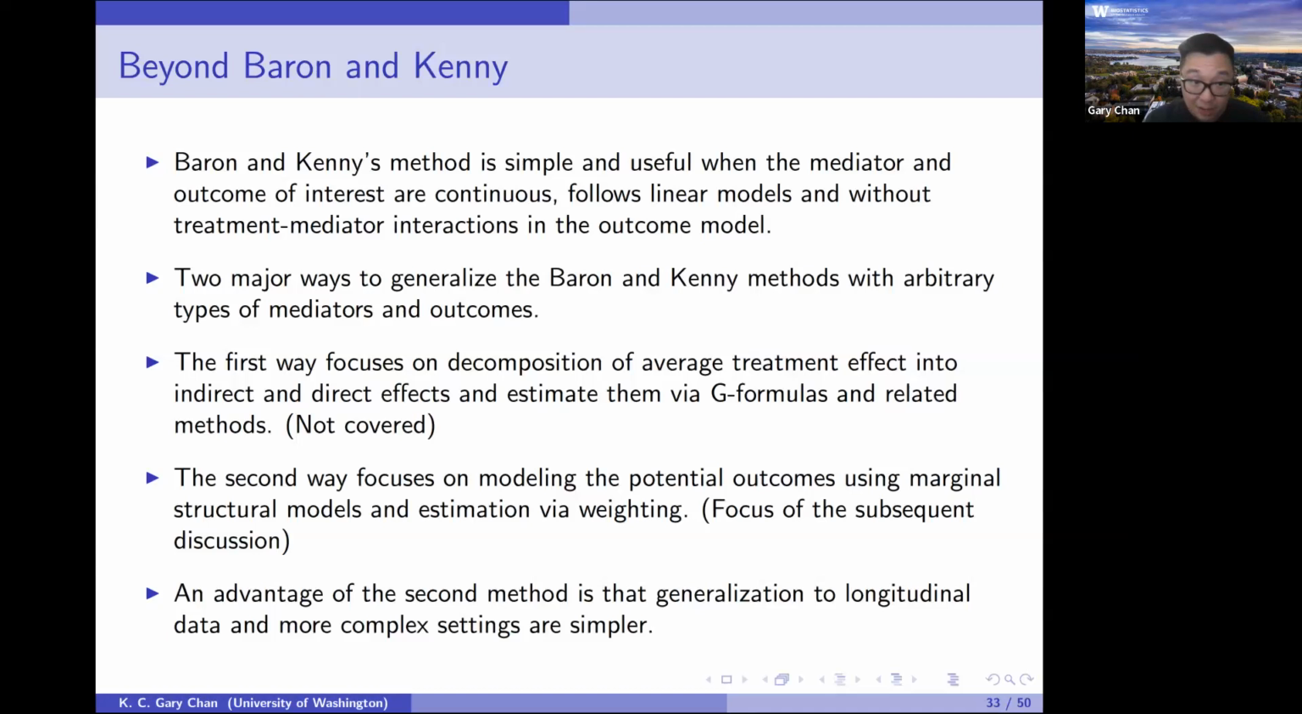indirect and direct effect components, and estimates them via G-formula and related methods, but I'm not going to go through that in detail. I'm actually going to focus on the second way that people generalize Baron and Kenny, which focuses on modeling the potential outcomes using marginal structural models and estimation via weighting. So this will be the focus of the rest of maybe 45 minutes.